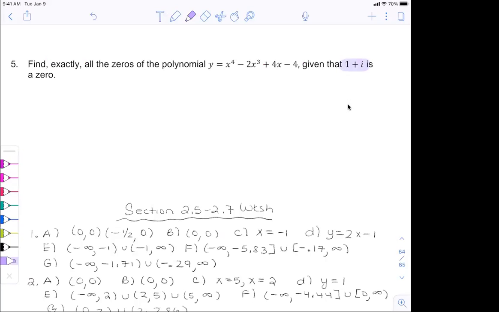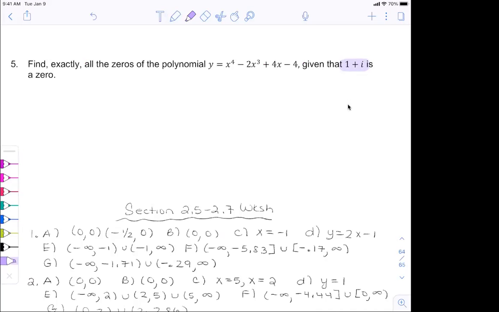So they're giving you a complex zero. They're saying this is a zero from the function. We want to find all of the other zeros using the fact that 1 plus i is a zero. Does anybody remember how to approach this problem? If they give you a complex zero, how do we use that complex zero to solve this problem? Would you start by using it?